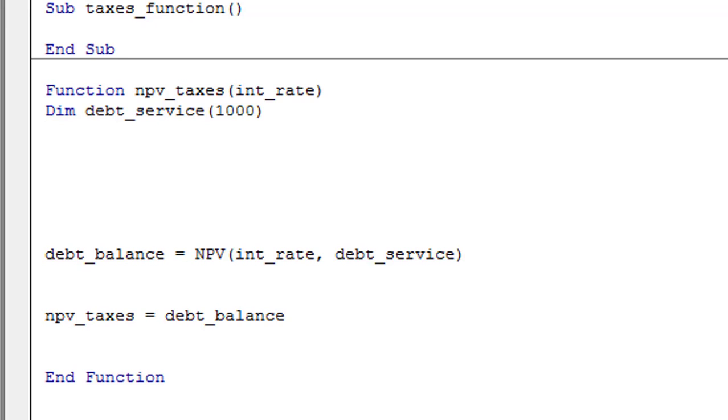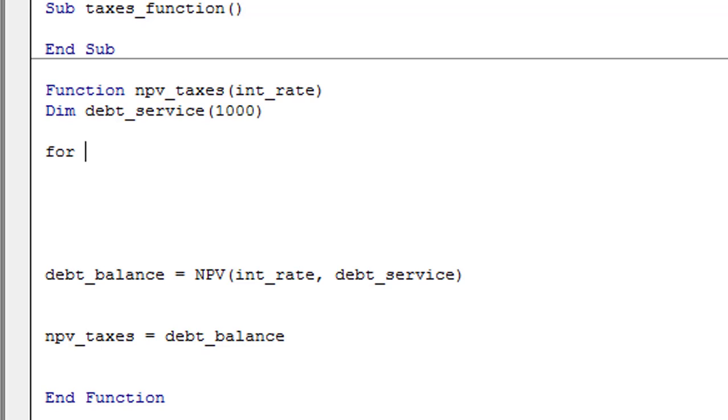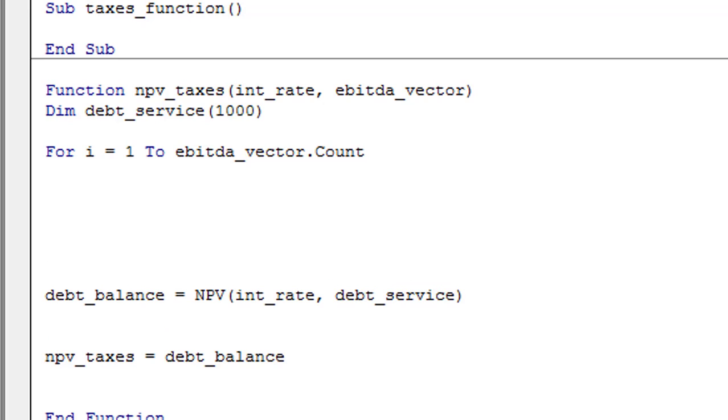And then we need a loop to put it in here. Now to make a loop, we can put for I equal 1 to the EBITDA dot count. So the next thing we're going to read into our function is EBITDA. You almost could put, how about I'll put vector, just so we remember that that's not like the other ones. That's actually a function. And then we're going to go around.